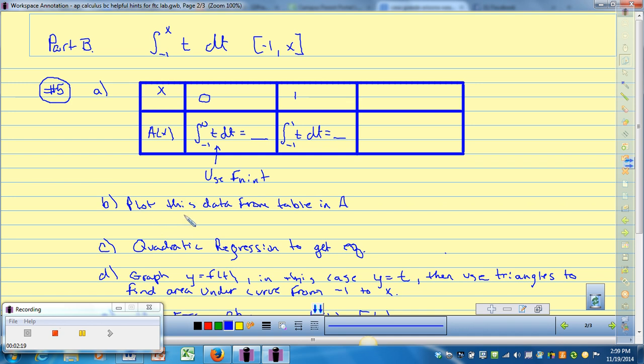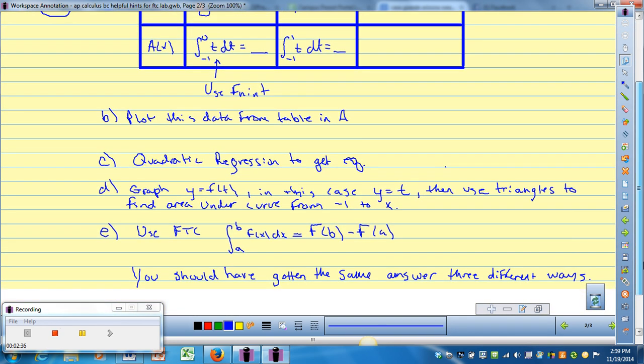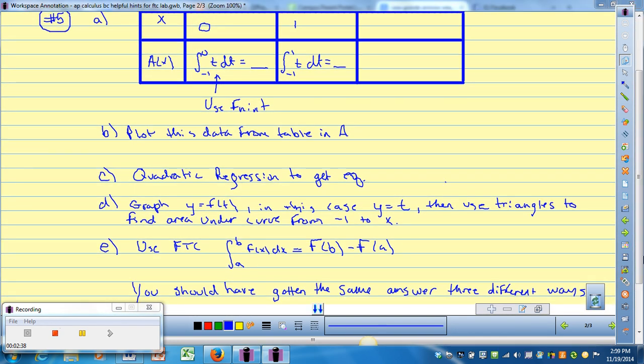Then Part B just wants you to plot that data using your calculator. It says to use stat plot and to put x in L1 and A of x in L2 and to graph the data. In this case, not in every case, but in this case it comes out to be a parabola because the antiderivative of t is t squared over 2. So you can use a quadratic regression on your calculator, and you can find that under Stat Calc.